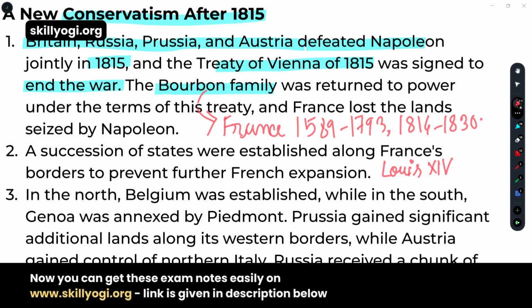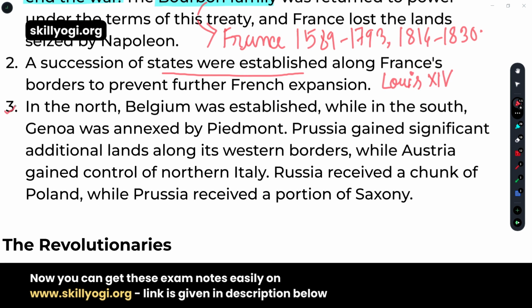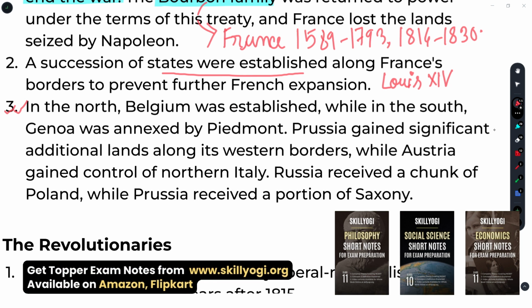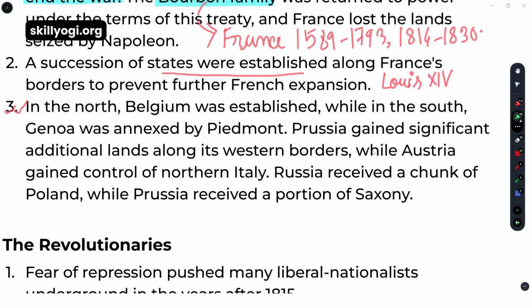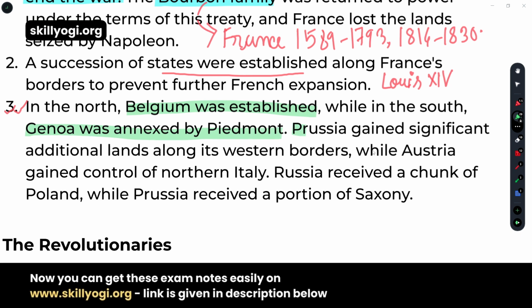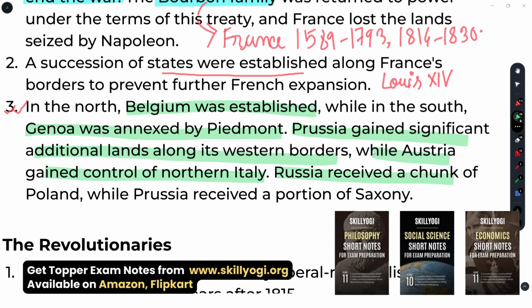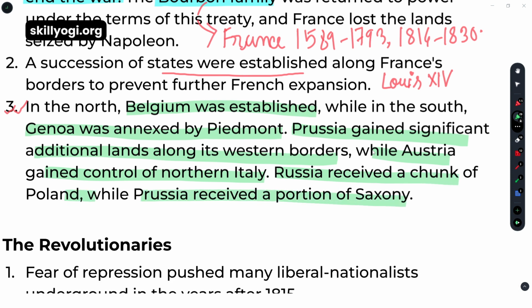Come to the next part. Different kinds of states were established because of this, as we can see. In the last point you can understand that in different places different kingdoms were established. We have to remember in which part of the continent different groups of people established their kingdom. First, Belgium was established by this treaty. Genoa was annexed by Piedmont. Prussia gained significant additional lands along its western borders, while Austria gained control of northern Italy, Russia received a chunk of Poland, and Prussia received a portion of Saxony. Here this part is finished. So different parts of the continent were annexed and established by their powers.